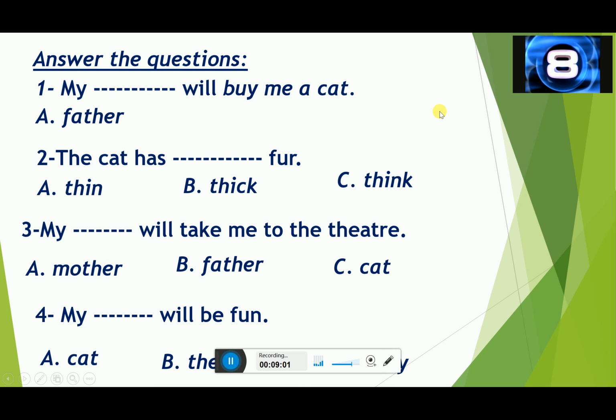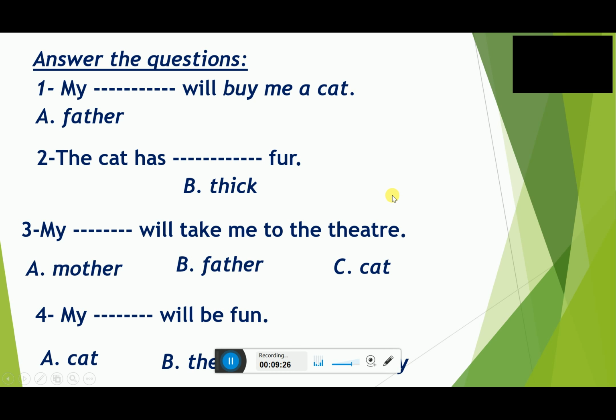The cat has blank fur. A, thin. B, thick. Or C, think. You will have 10 seconds to see the correct answer. Which one do you think is the correct answer? Take another 10 seconds to think about it.